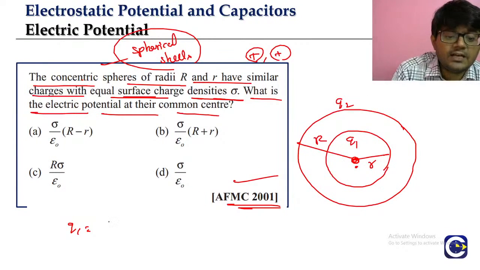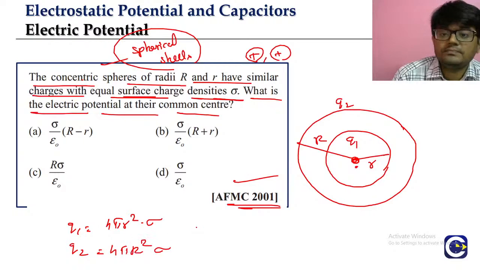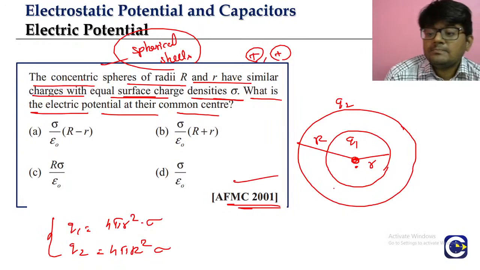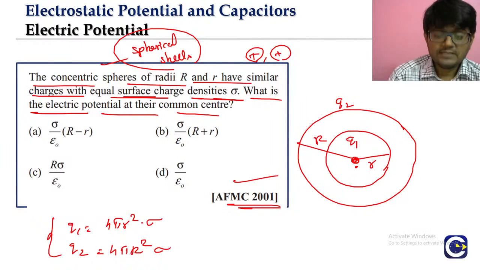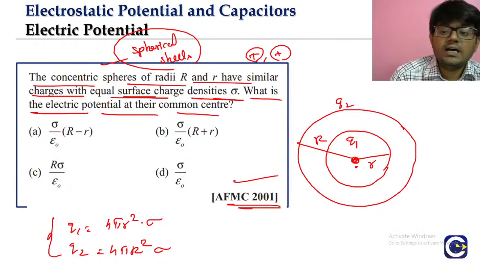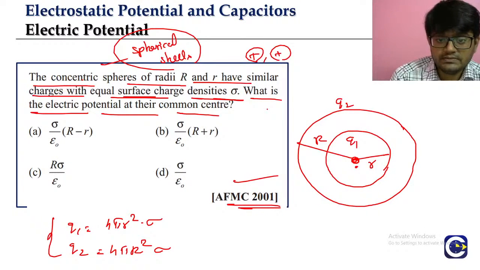The surface area into sigma. Q2 is what? Its surface area into sigma. So the charge will be surface area into surface charge density. Now the common center is the center of the shell. Remember, the center of the shell will have the same potential as that of the surface.